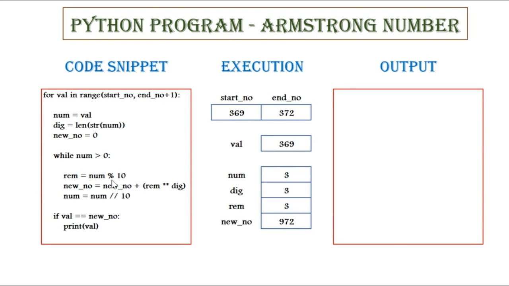The while loop stops here and the control will now go to the next if condition. So if val equal to new number, the value in this particular val variable is 369, whereas the value in this new number is 972. It is not true. So this will not get printed, and then the control goes to the next value in the for statement. Now the value of this particular val variable will be 370.